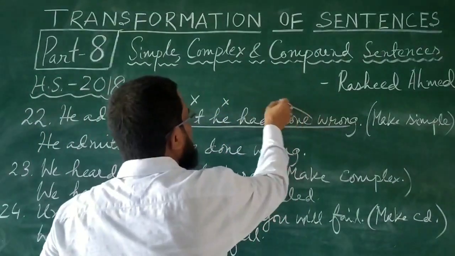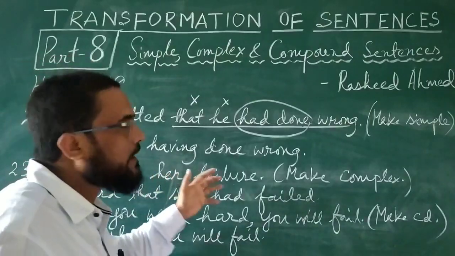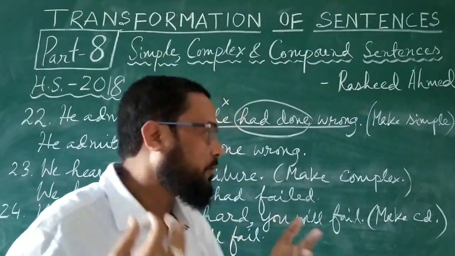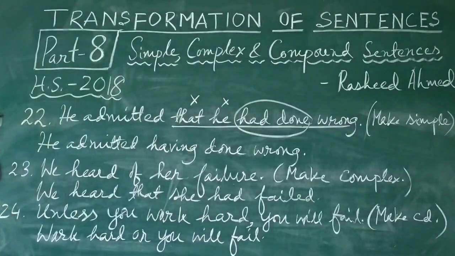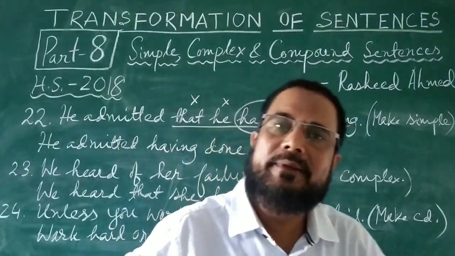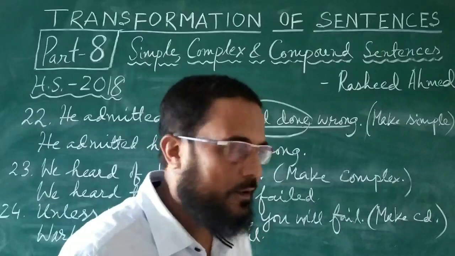"Had done" is the finite verb. It will be changed into a non-finite verb. So, he admitted having done wrong. That is the simple sentence. And if you want to make it compound, it will be, he had done wrong and admitted it. That is the compound sentence.